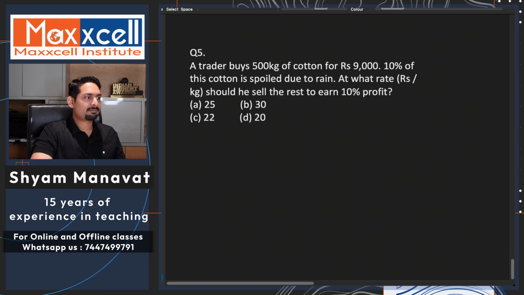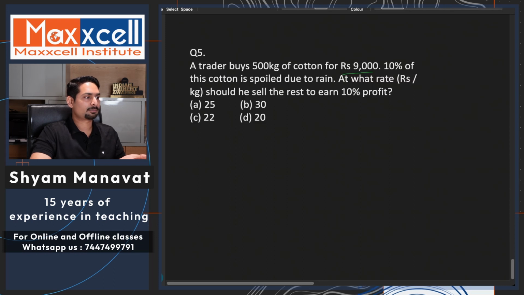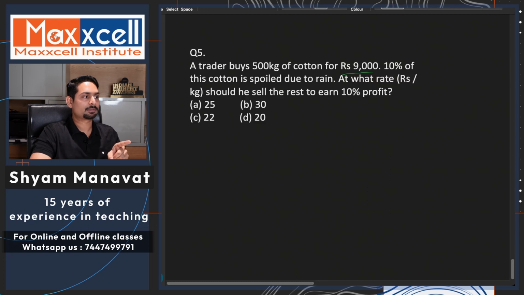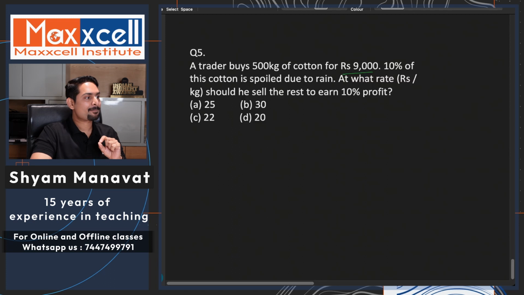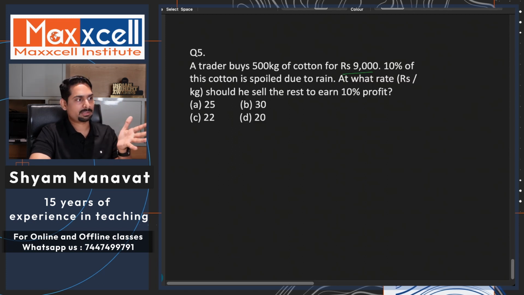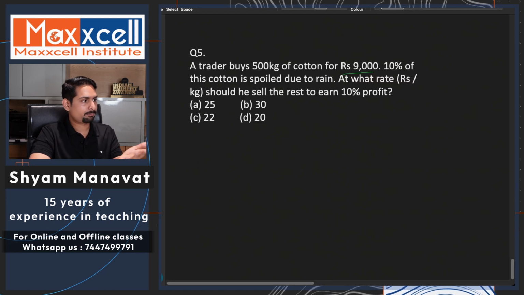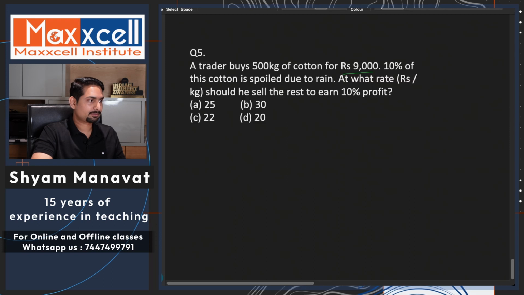A trader buys 500 kg of cotton for this much. 10% of the cotton is spoiled due to rains. At what rate, rupees per kg, should he sell the rest to gain 10% profit? Okay. Same as the previous question. Here you have some quantity which is being spoiled, lost. So there is a loss of some quantity given here.